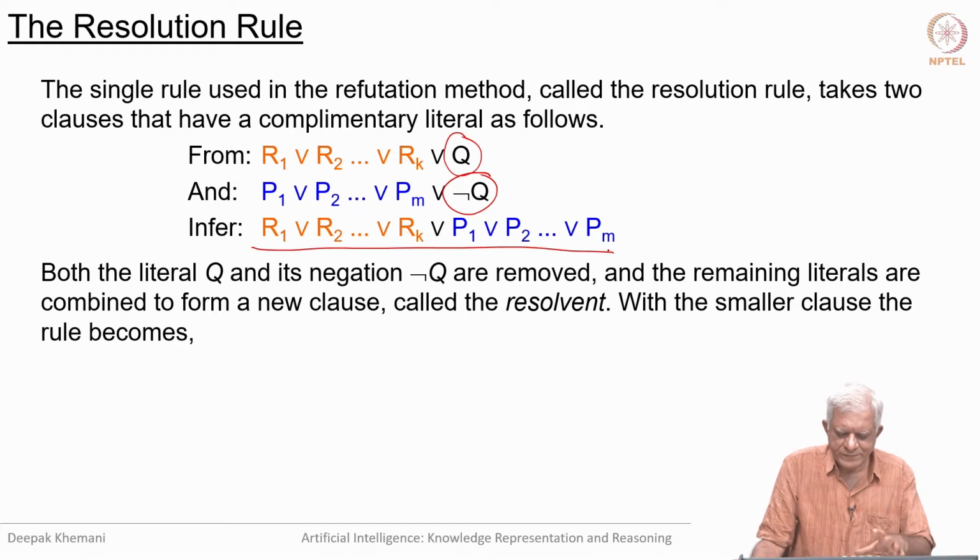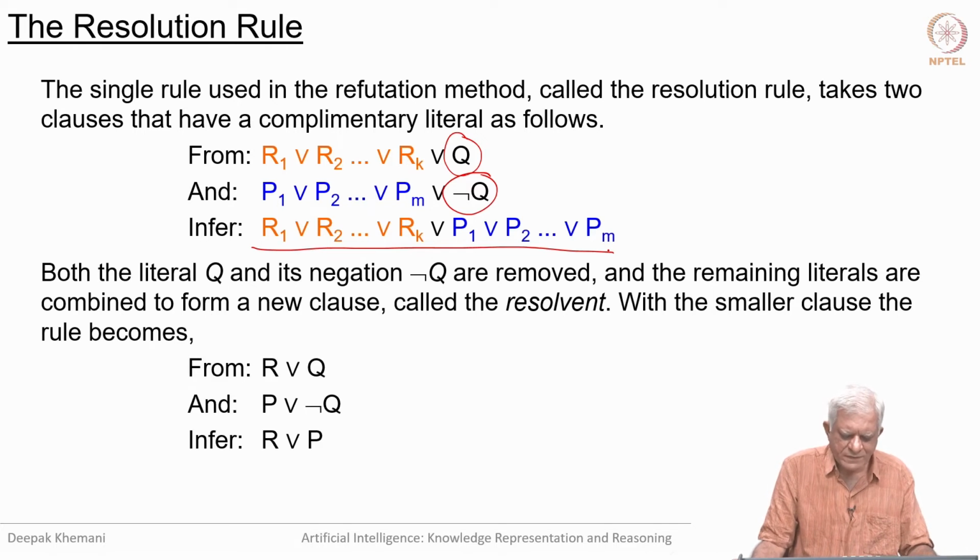Now, of course, this does not look very useful at this moment, but eventually we will see that this works in reducing our formula sufficiently to what is called a null clause. I am jumping the gun here, but let us see essentially. So, this rule is enough to prove that what you wanted to prove is true.